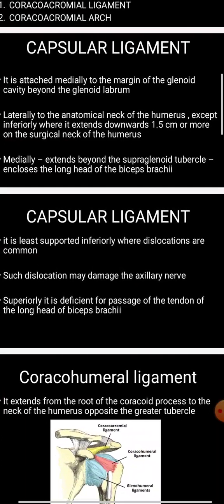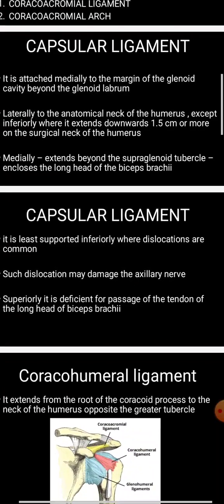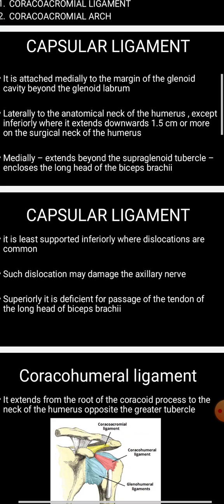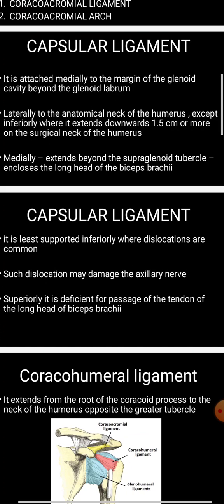One more time we can do it. First, the attachment on the humerus. Laterally, it is attached to the anatomical neck of the humerus, except inferiorly, where it extends downwards 1.5 centimeters or more onto the surgical neck of the humerus. Medially, it extends beyond the supraglenoid tubercle, from which the long head of biceps originates. That is why there is a deficiency or a small opening superiorly in the capsule, so that the tendon of the long head of biceps can pass through it.